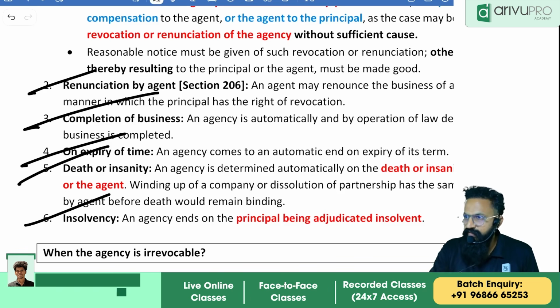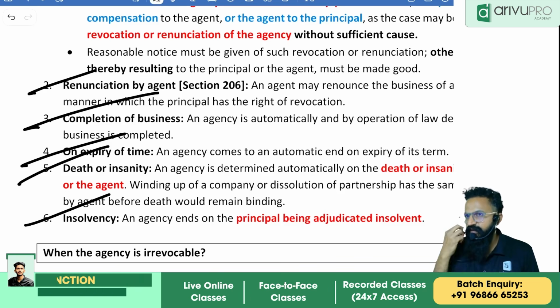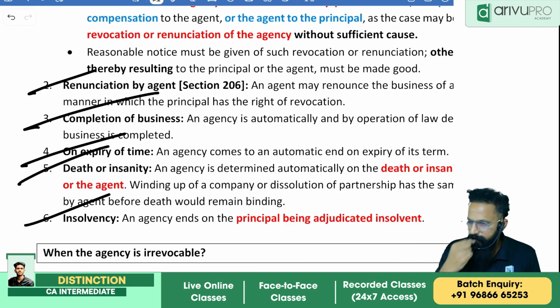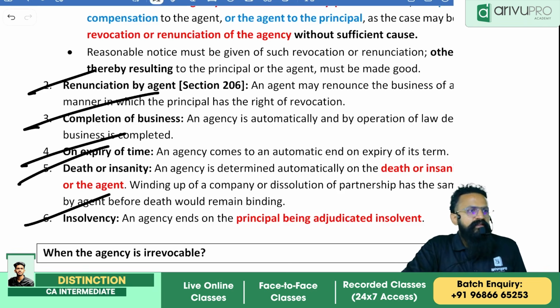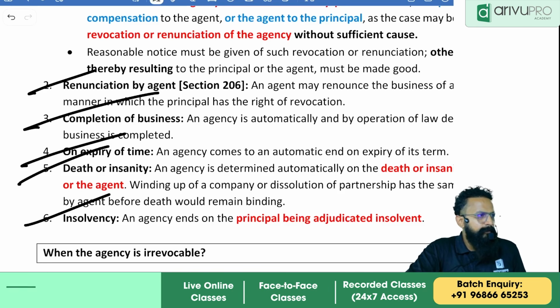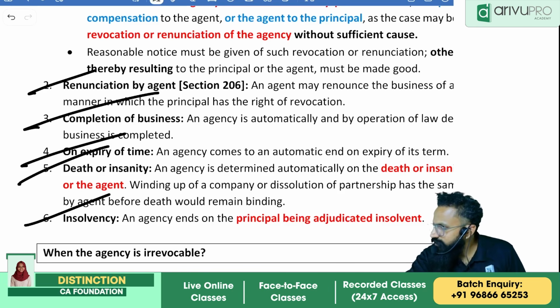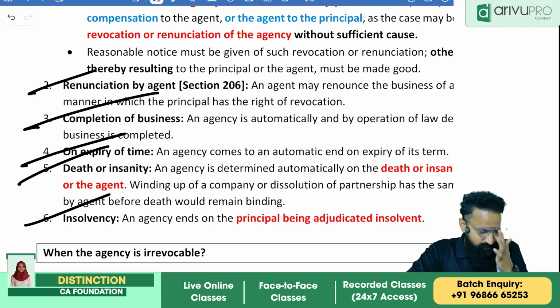That is what we saw now, effect of termination. When does it come to an end? When the agent gets to know, when the third party gets to know. So, okay. That's it. Go for a break and come. Within 2 hours, we revise the 9 units. Go for a break and come.